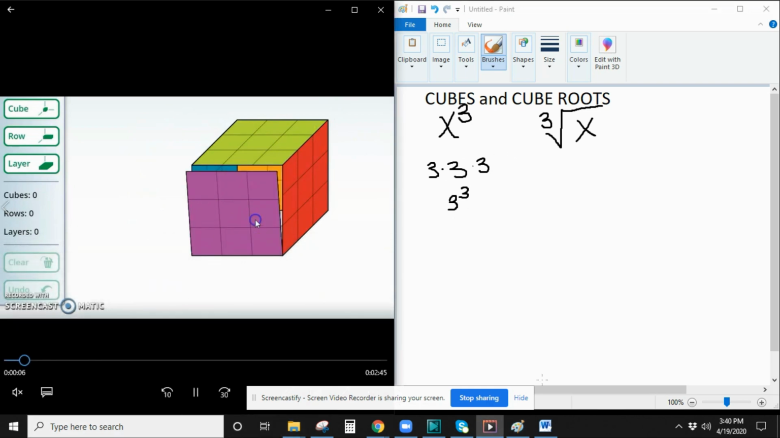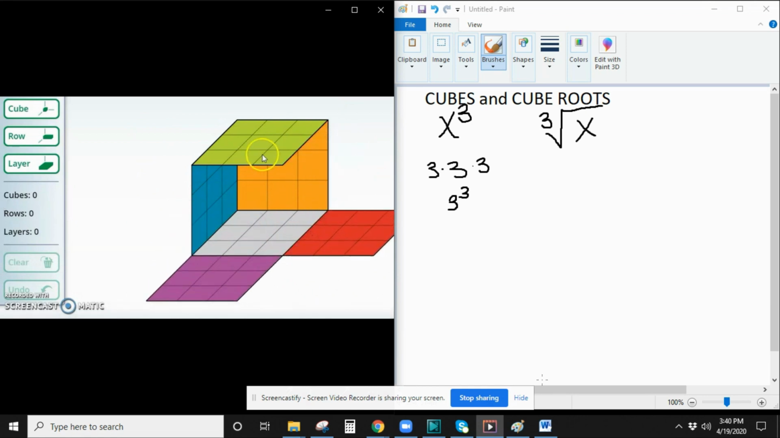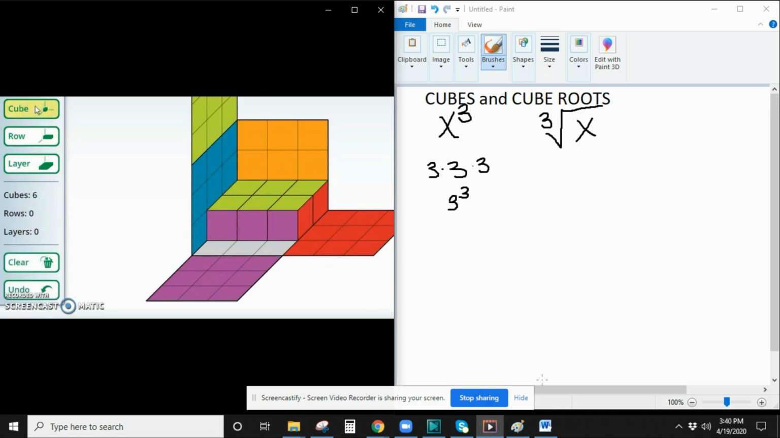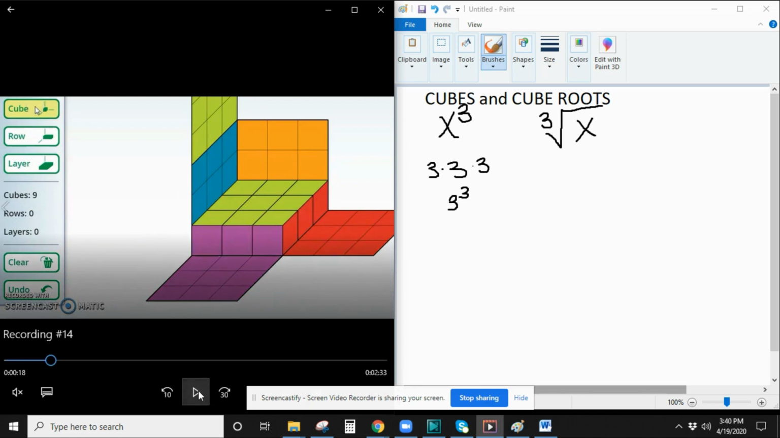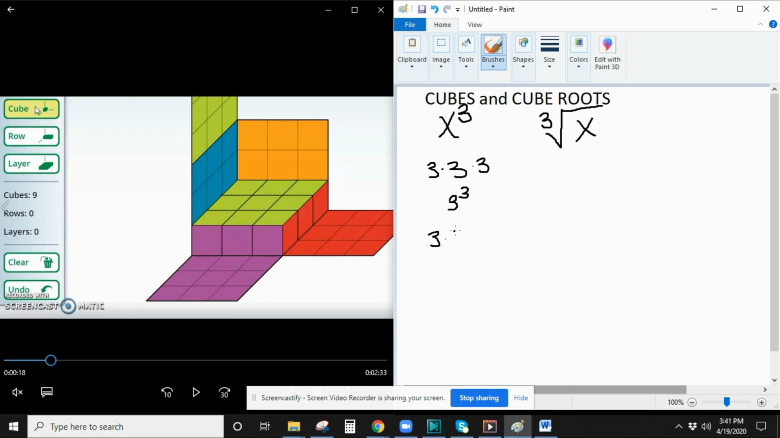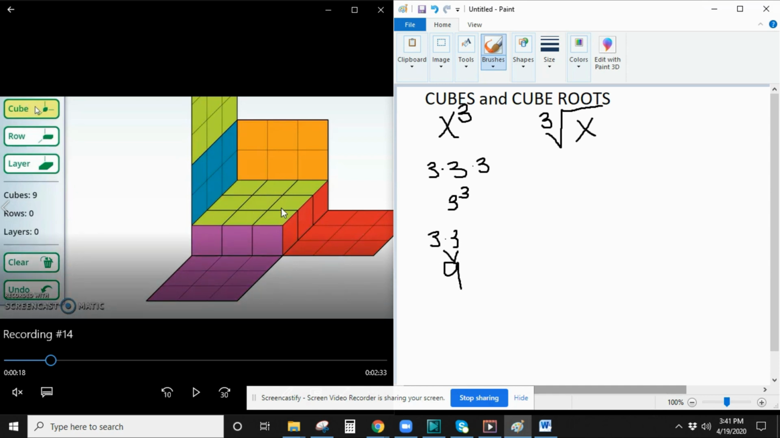If we take a look here, I'm going to go ahead and open it up, and let's see how many cubes fit in here. On the bottom layer we have 1, 2, 3, 4, 5, 6, 7, 8, 9. That means we did 3 times 3, which gives me 9. But that only takes care of the bottom layer. Now I'm looking for how many more to fill it in. We have 1, 2, 3, which is my height. So what I need to do is multiply by 3.